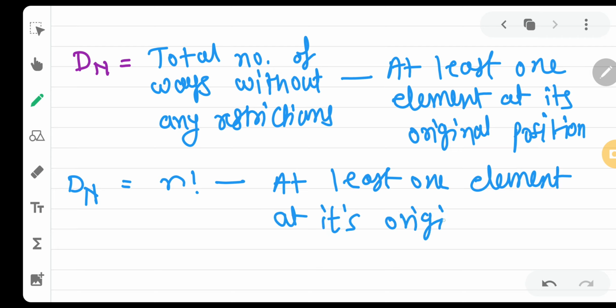Okay, I am not going to rush. I am going to be very detailed and in depth with this. At least one element at its original position. What does that mean? Let us see.